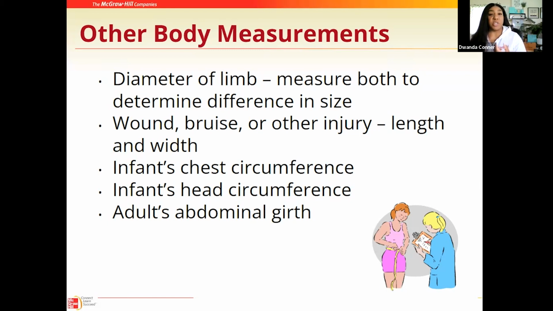Of course, the infant's chest circumference and the infant's head circumference we discussed, and then it's not uncommon to measure an adult abdominal girth or waistline.